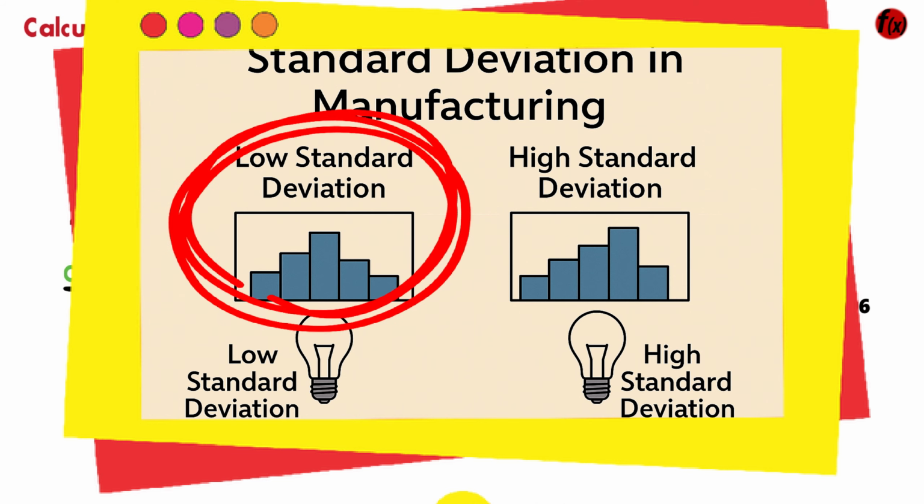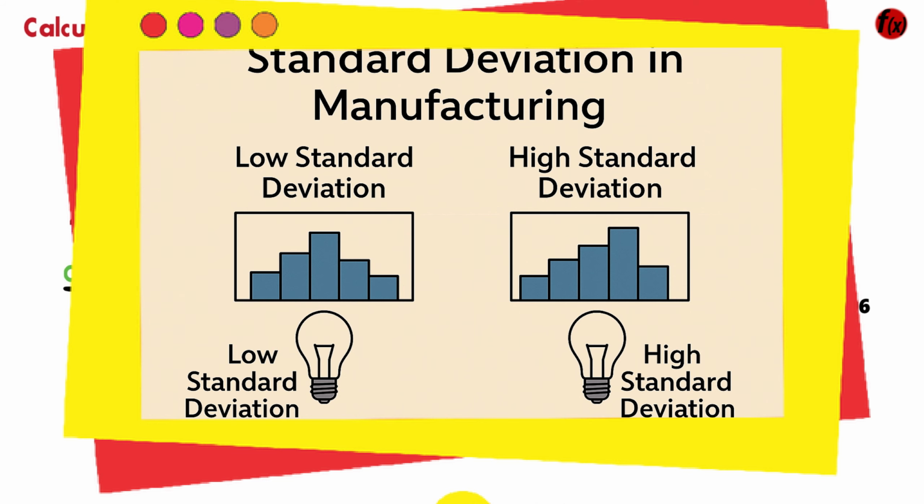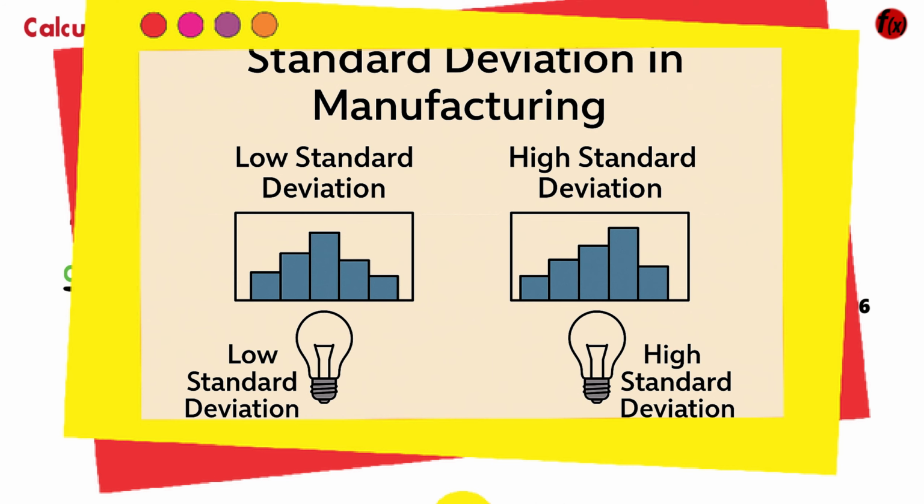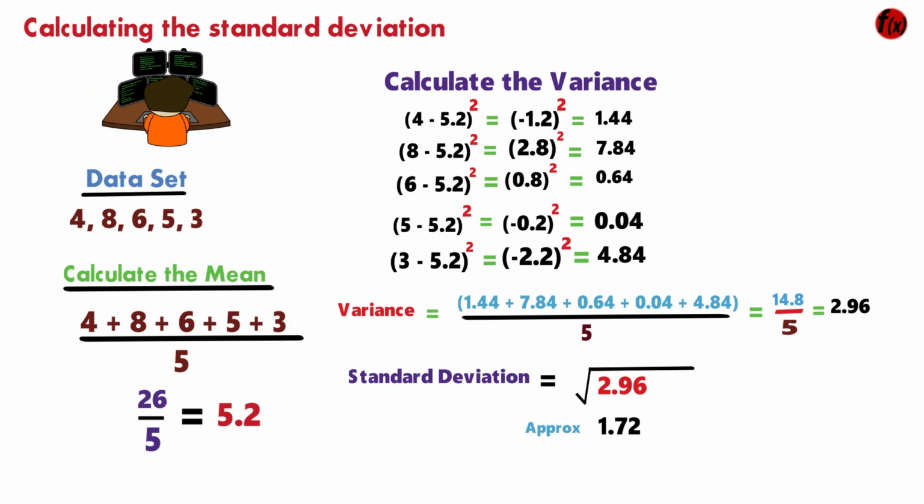A low standard deviation indicates that the lifespans of the bulbs are close to the average, suggesting high quality and consistency. A high standard deviation may indicate problems in the manufacturing process, prompting further investigation and adjustments to improve quality control. These applications demonstrate how standard deviation can provide valuable insights in various fields, helping to assess risk and ensure quality.